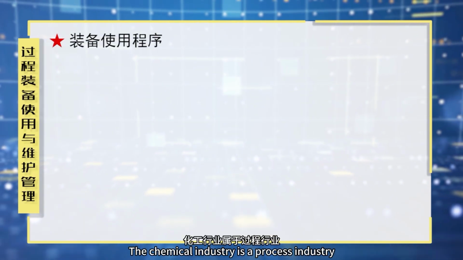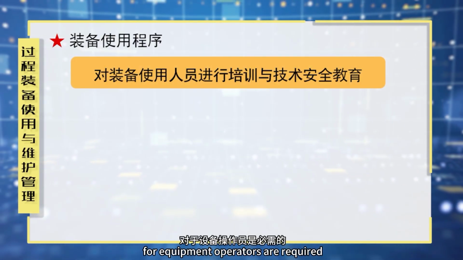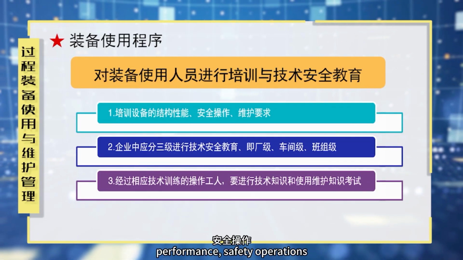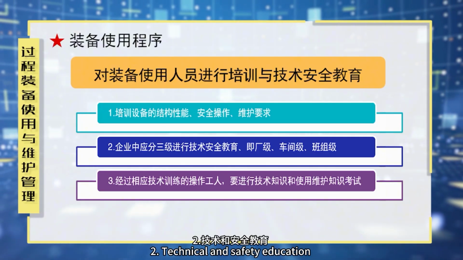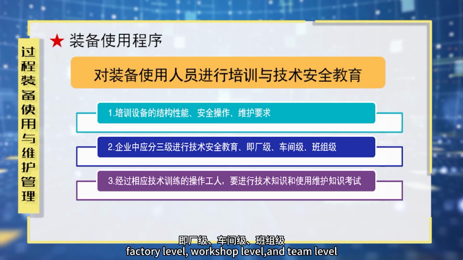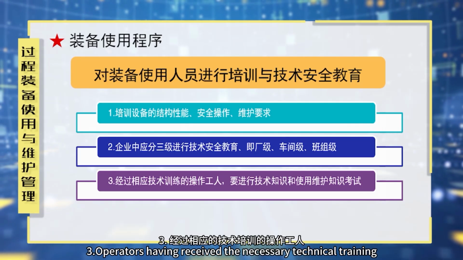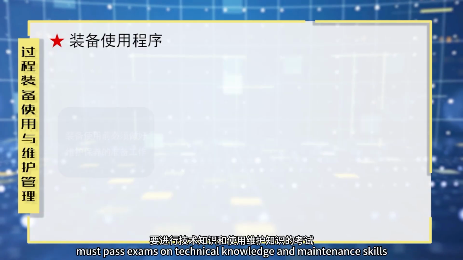Part 1, Equipment use procedures. The chemical industry is a process industry. The equipment is large and complex. Training and technical education for equipment operators are required, including: first, training on equipment structure, performance, safety operations, and maintenance requirements. Second, technical and safety education at 3 levels within the company: factory level, workshop level, and team level. Third, operators having received the necessary technical training must pass exams on technical knowledge and maintenance skills.